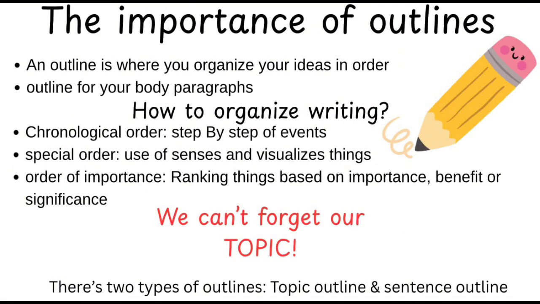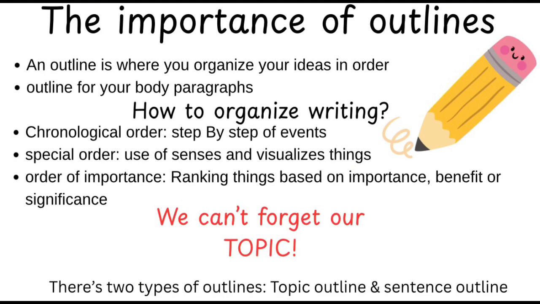All right, now we have the importance of outlines. An outline is where you organize your ideas in order and you outline your body paragraphs. How can we organize writing? We have 3 steps. We have chronological order, which is step by step of events. Then we have spatial order, which is using senses and visuals to visualize whatever you're writing. Then we have the order of importance, where you rank things based on importance, benefit, or significance.